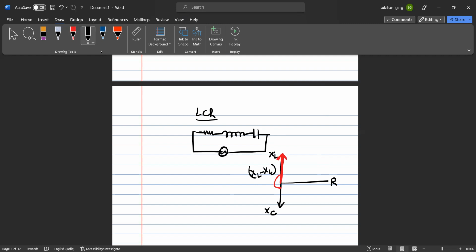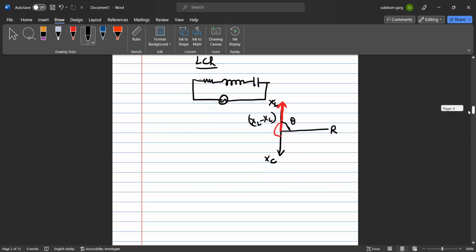Second task, I need to find the resultant between XL minus XC and R. Supposing the angle between them is theta, and you guys know that the value of theta is 90 degrees. When I apply the vector sum formula, I can say that the net resistance is given as under root of the formula of resultant of two vectors, which is a square plus b square plus 2ab cos theta.